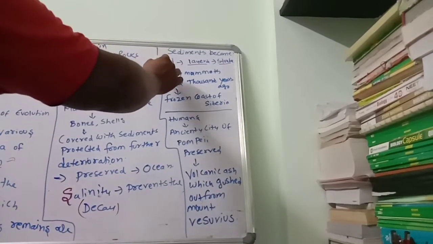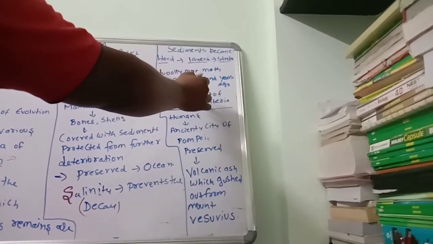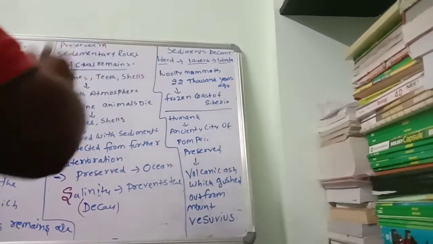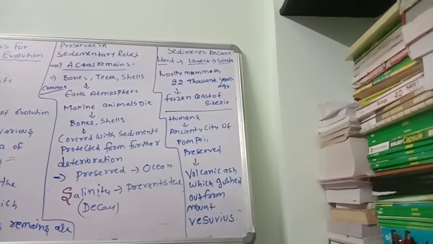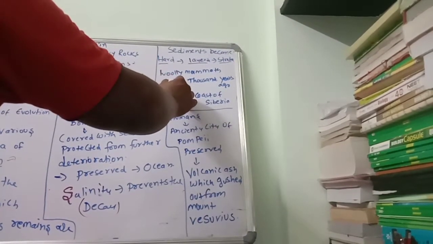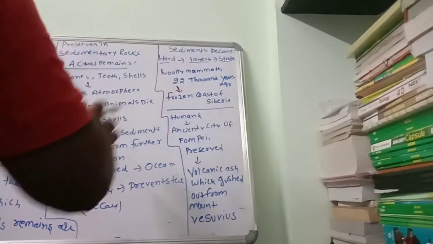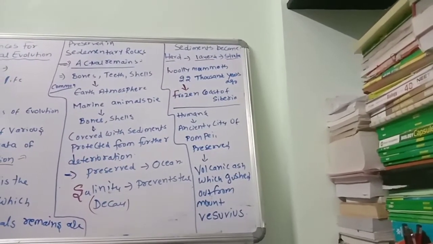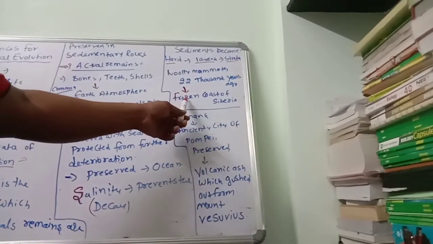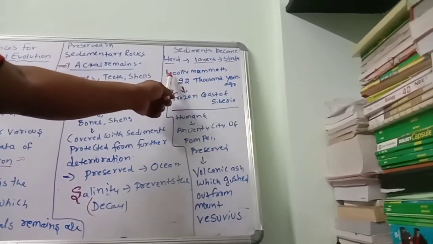Next, for example, the woolly mammoth. What do you call the woolly mammoth? 22,000 years ago, that organism existed. How was the woolly mammoth preserved without any disturbance until now? The dead body from over 20,000 years ago was found in the frozen coast of Siberia, where they identified the woolly mammoth.